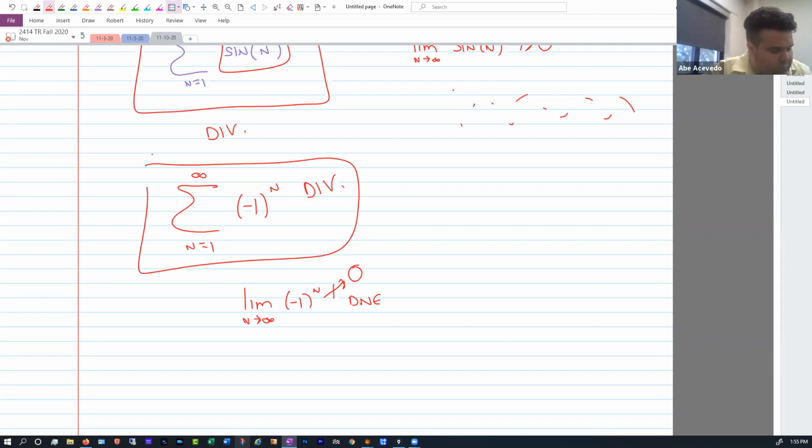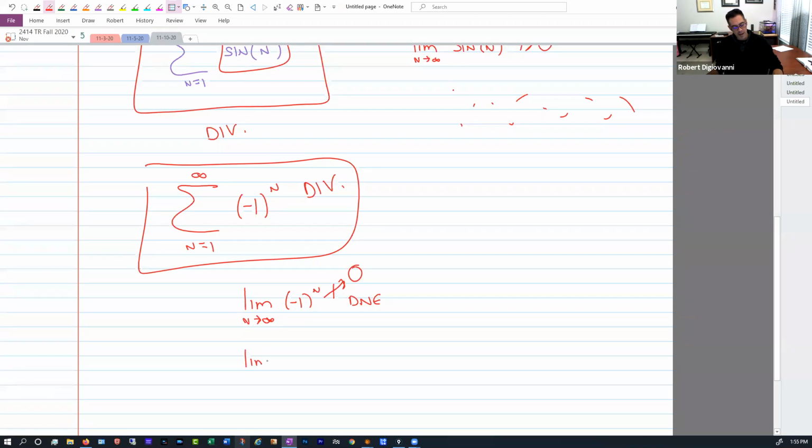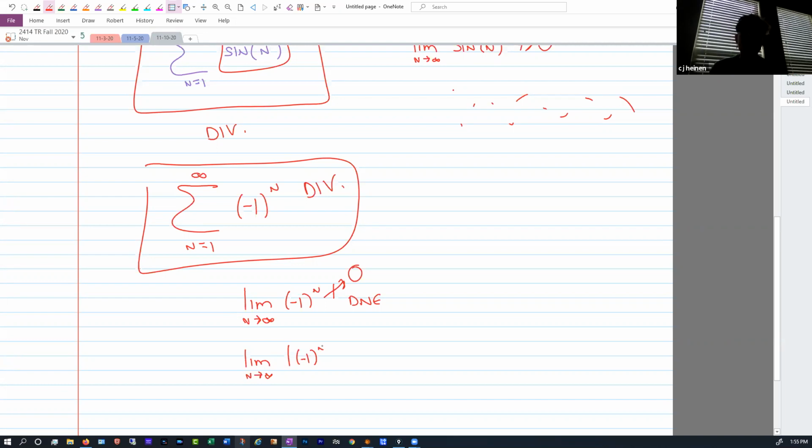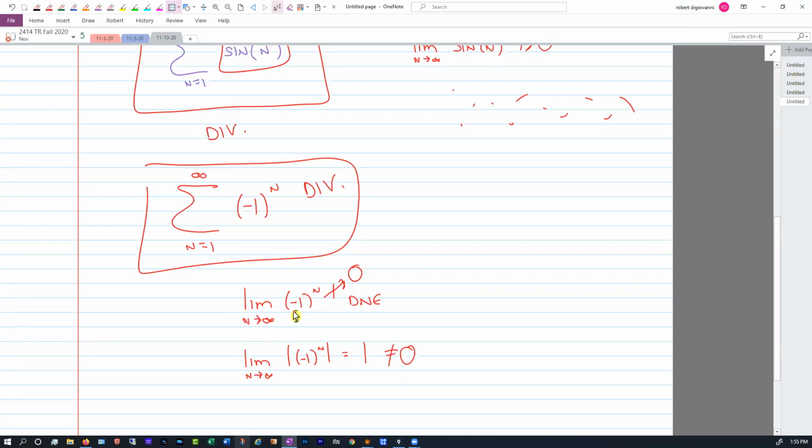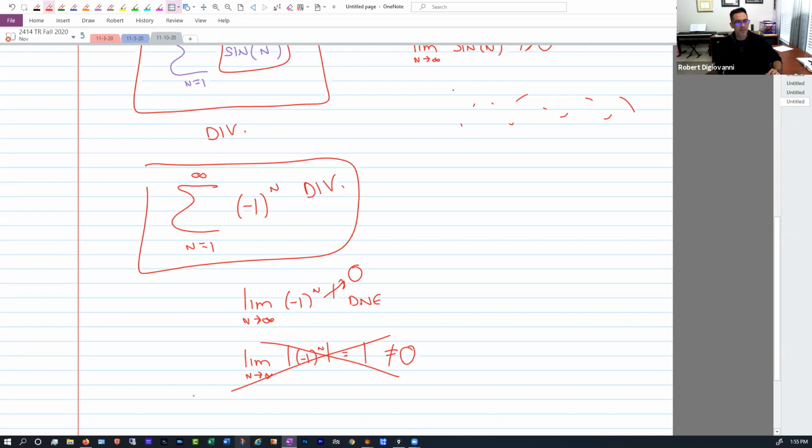Can't you take the absolute value of it? Well, if you do that, remember, what did we say? If we take the absolute value of this, it has to go to 0, right? That would be 1, but that's not 0. So that means that this thing doesn't go to 0. Which is another divergent. No, be careful. We can't use this because this doesn't go to 0.